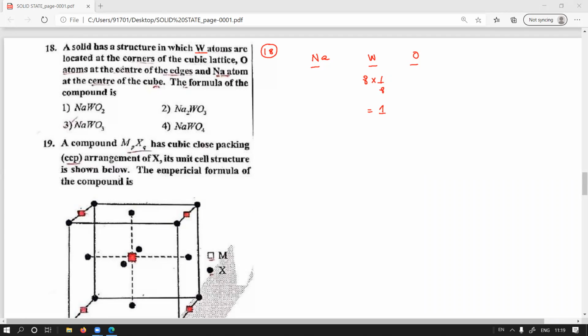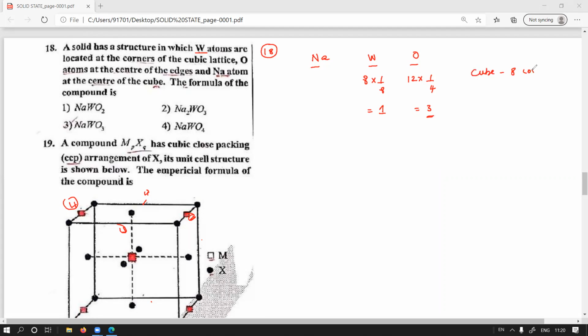Next, oxygen atoms are at the edge centers. For example, you have to think about how many edges are present. Like this is one edge: 1, 2, 3, 4 on the upper side, 4 on the downside, and 2 and 2 on the sides. Total 4 plus 4 plus 4 equals 12 edges are present. So for the 12 edges, each edge contribution is 1/4, so the oxygen atoms are 3.